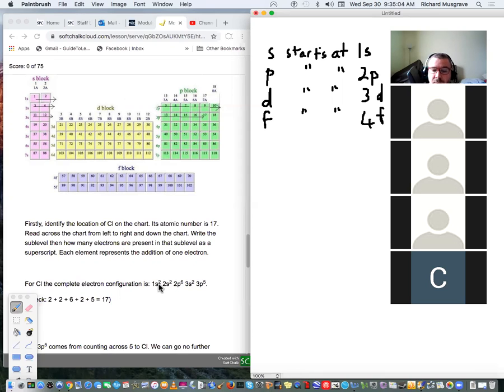If you add all these numbers together, they come up to 17. 2 plus 2 is 4 and 6 is 10. And 2 is 12 and 5 is 17. And that's what we always expect to see. So again, the important points being the S starts at 1s and the P here starts at 2p.